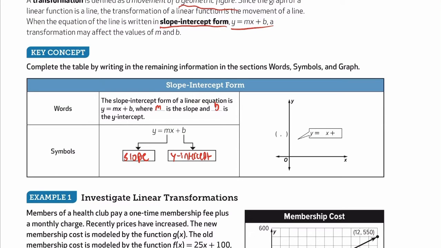In this little graph picture, we're going to put y equals mx plus b, not mx plus x, mx plus b. And what they're doing with this little coordinate here is they're saying whenever you plug in 0 for x, you should get b for your output, which is y.